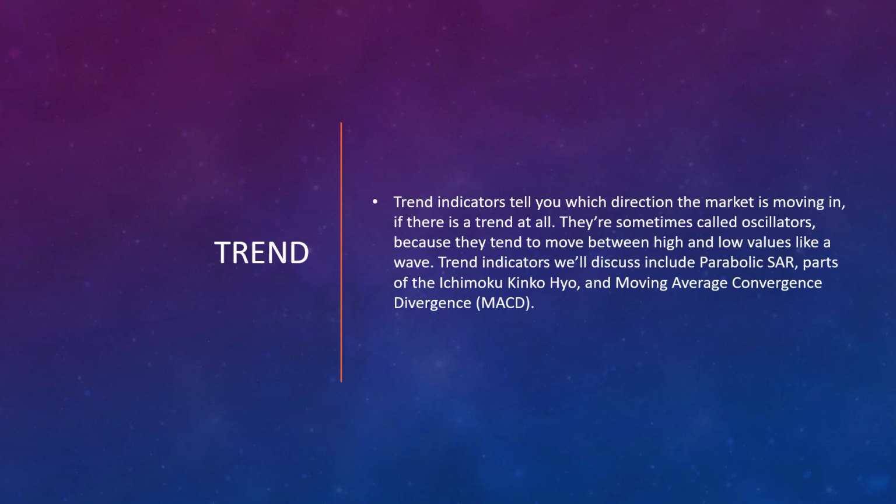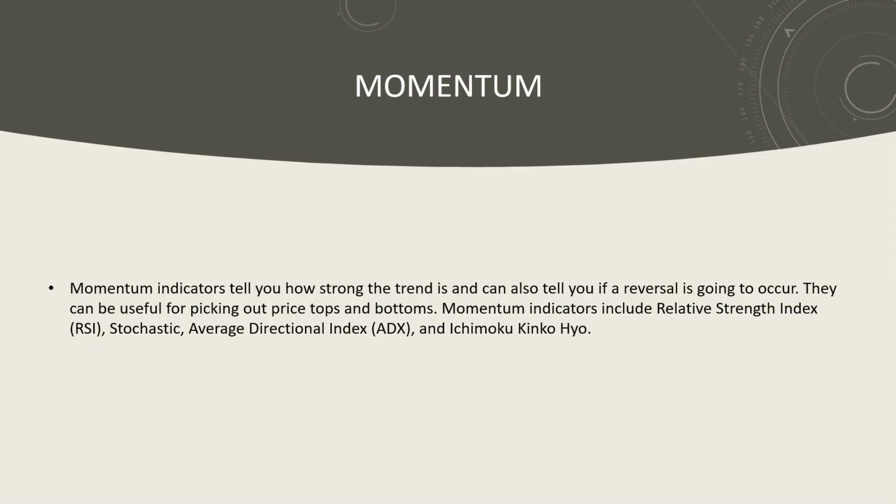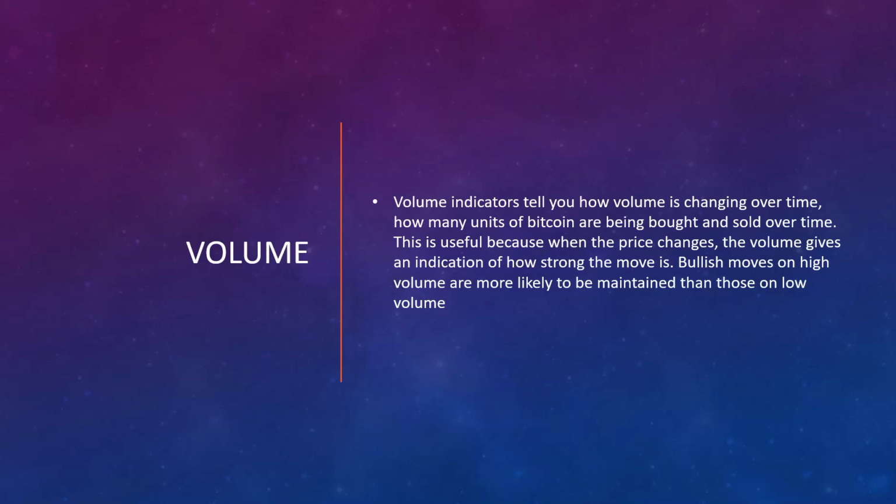Trend indicators tell you which direction the market is moving in, and if there's a trend at all. They're sometimes called oscillators. Now we have momentum indicators that tell us how strong the trend is and can also tell you if a reversal is going to occur. Then we have volume indicators. Volume indicators tell you how volume is changing over time, how many units of Bitcoin are being bought or sold over time, how many shares of Apple are moving, how many contracts of gold or oil.